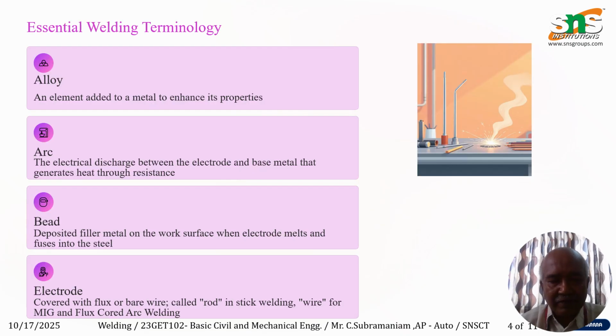So the essential welding terminologies are alloy, arc, bead, and electrode. Alloy is some metal added to the metal itself to enhance the properties. Arc is the electrical discharge between the electrode and the base metal itself. Bead is the filled metal on the work surface when the electrode melts and fuses into the molten steel. Electrode is a material covered with flux itself.